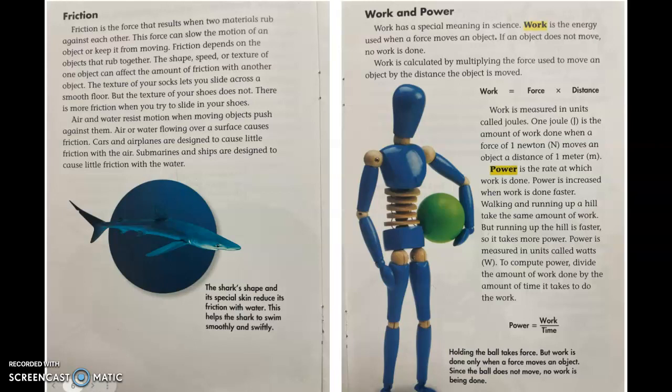One joule is the amount of work done when a force of 1 newton moves an object a distance of 1 meter. Power is the rate at which work is done. Power is increased when work is done faster.